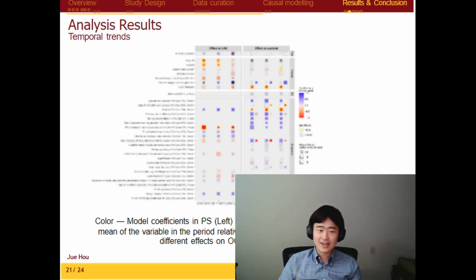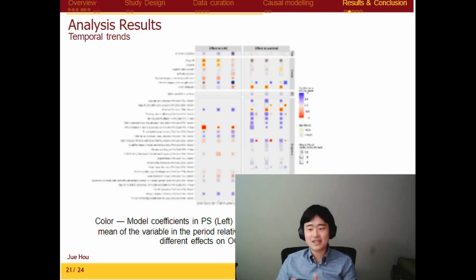And here is a chart where we're trying to compress all the temporal trend information into one graph. You can pause and read later, but here the color is the model coefficient for our propensity score model and Cox model, and the box size basically gives us the change of distribution of the feature over time, right? And if we have side-by-side boxes for the Cox model, it means we detect a difference in its role for predicting the overall survival for the 2 treatment arms.